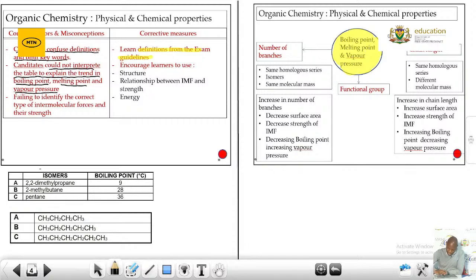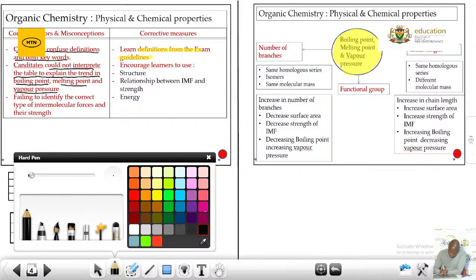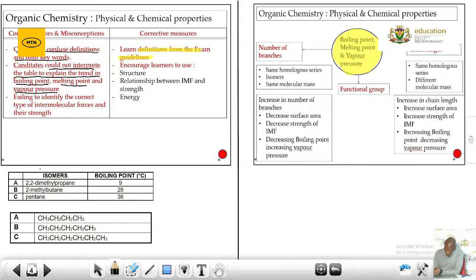But what does it say? I tried to develop an easier way of identifying which factor is actually influencing the change in boiling point, the change in melting point, as well as the change in vapor pressure. So I am going to quickly explain a few. We have three critical factors. One is number of branches, two is chain length, and the third one is your functional group.